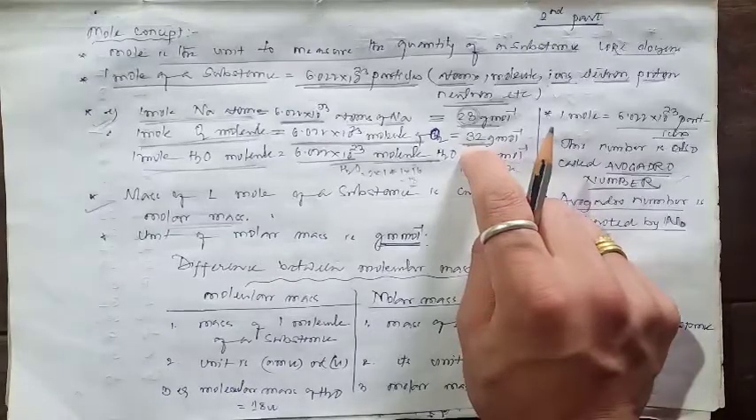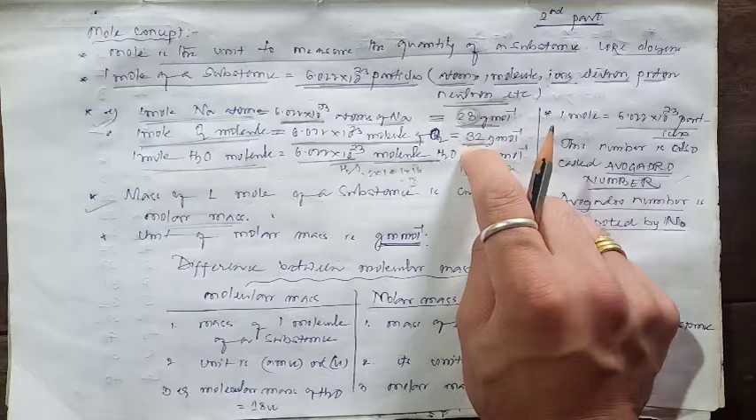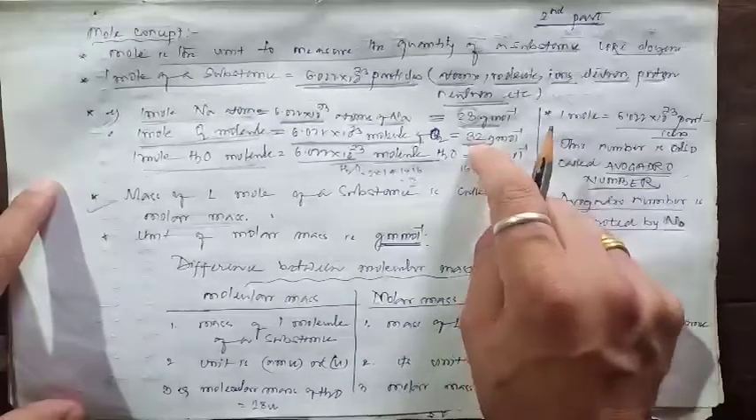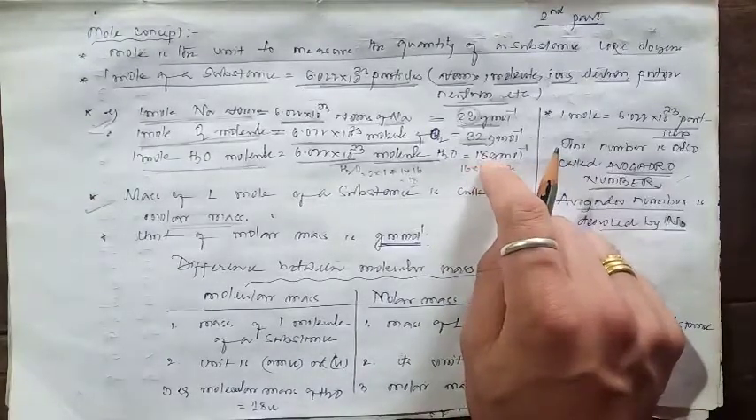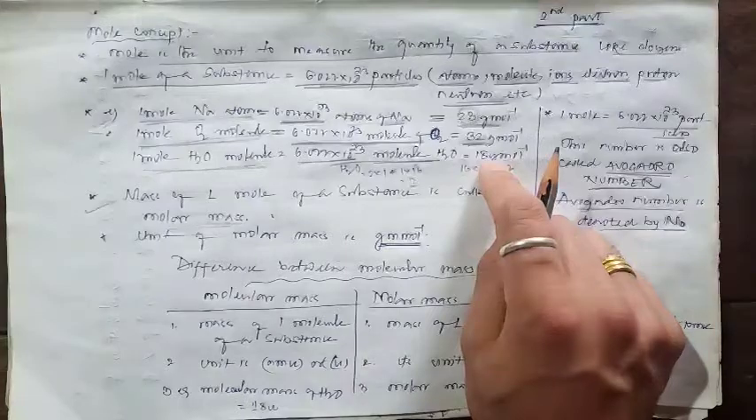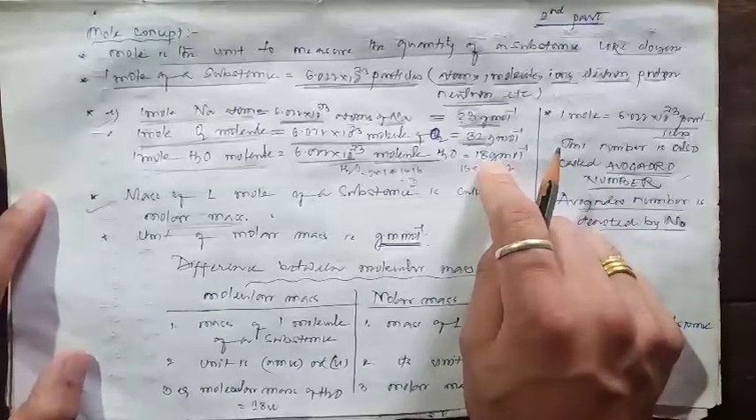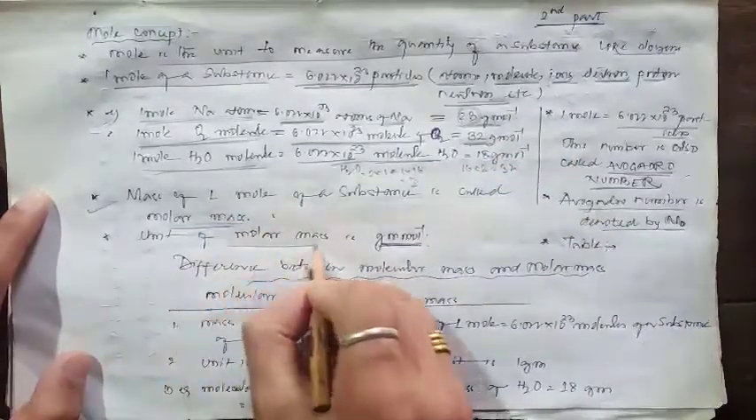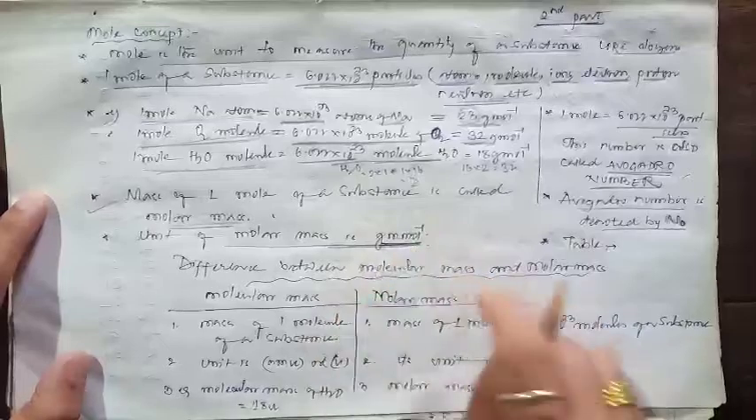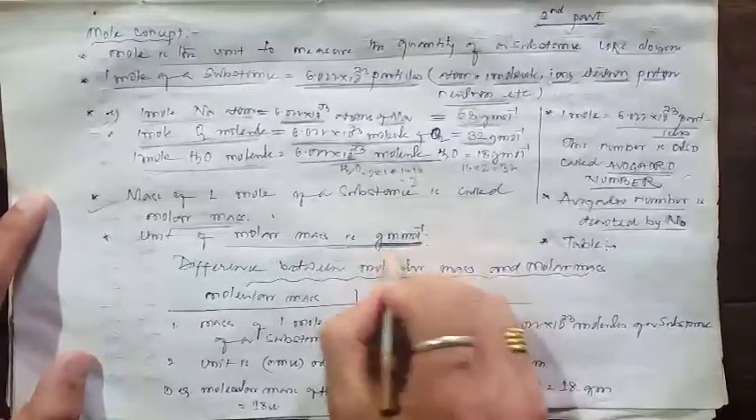The molar mass of an oxygen molecule is 32 gram. It means 1 mole of oxygen molecules weighs 32 gram. Similarly, when I say the molar mass of water is 18 gram, it means it's the mass of 6.022 × 10^23 molecules of water. So that's what the molar mass is. How do you measure the molar mass? Molar mass is measured in the unit called gram per mole.